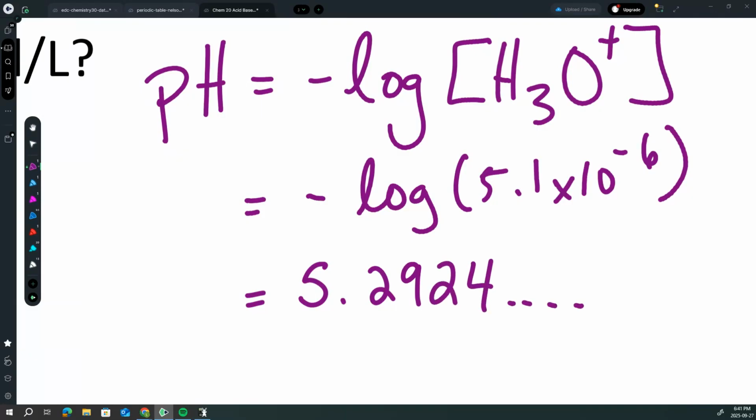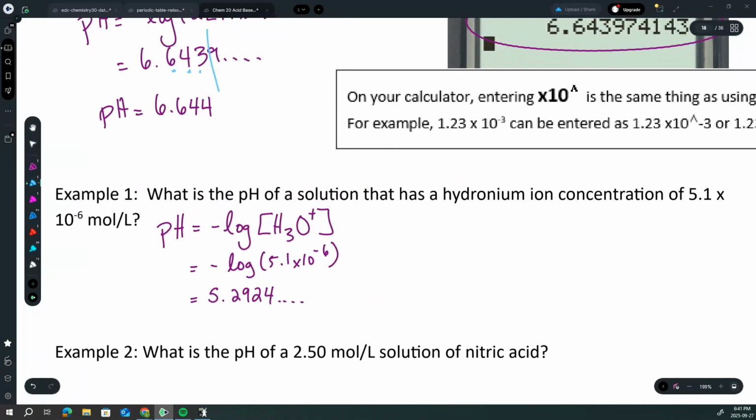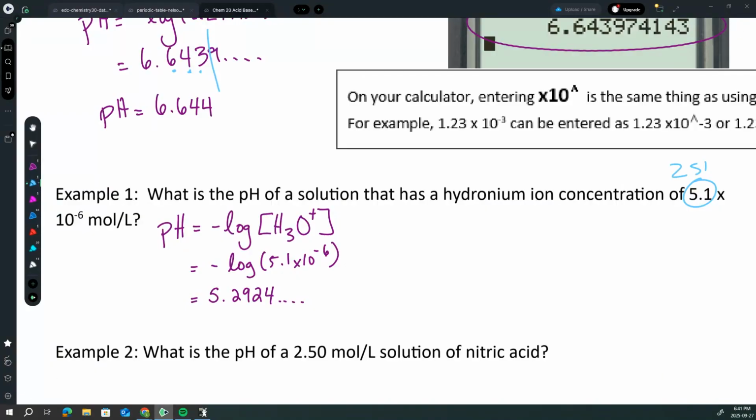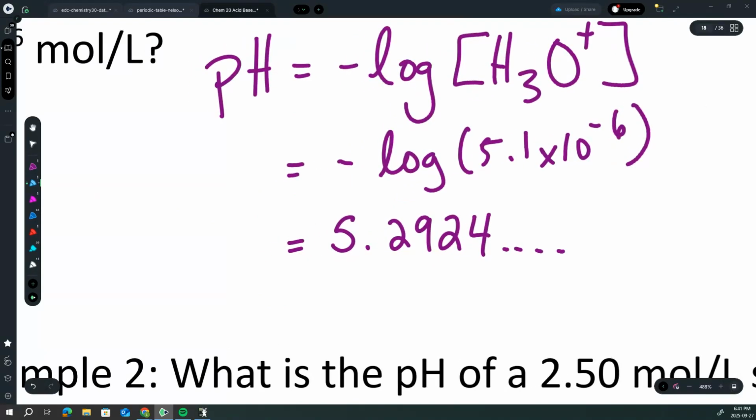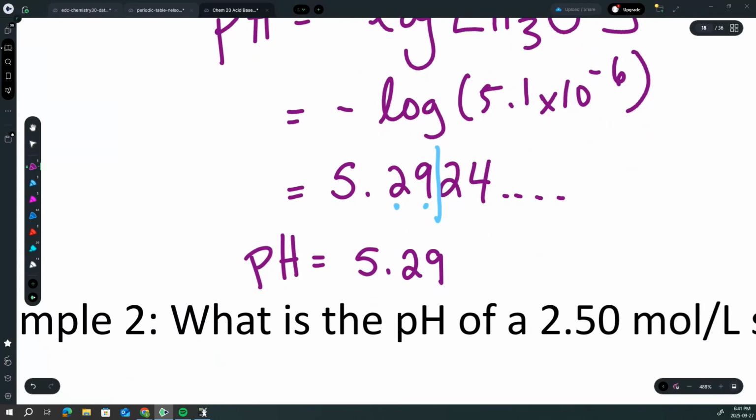Dot, dot, dot just means it keeps on going on forever. Looking at our original number, 5.1 has 2 sig digs because it's a value of concentration. That means my pH value also has to have 2 sig digs. So for pH, look after the point: 1, 2, there's my cutoff line. So pH is equal to 5.29. So there's our final answer.